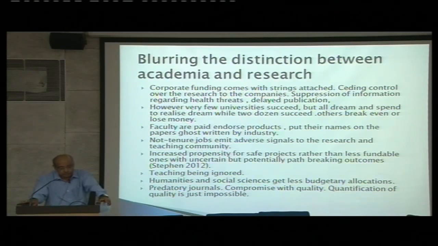Non-tenure jobs are a very serious problem, because they are emitting adverse signals to the researcher. Internship time has gone up, and this affects the teaching community. There is increased propensity for undertaking safe projects rather than less fundable ones with uncertain but potentially path-breaking outcomes. Teaching in the process is getting ignored. Humanities and social sciences are getting less budgetary allocation. Predatory journals, particularly in India, I'm talking about, are a serious compromise with quality.